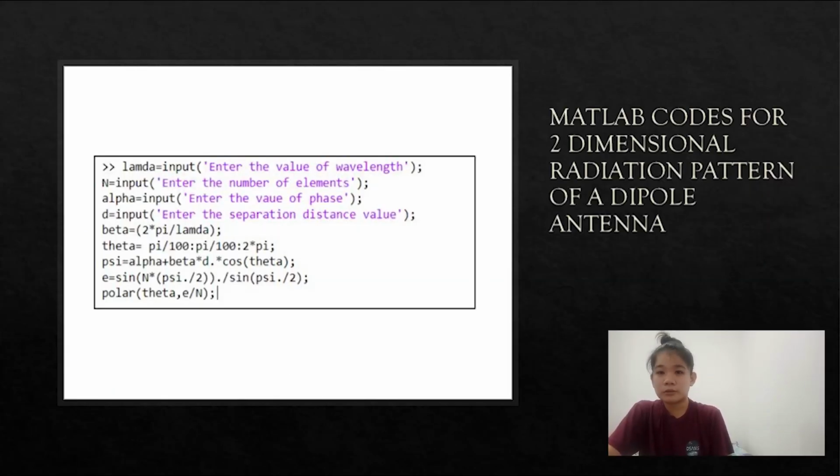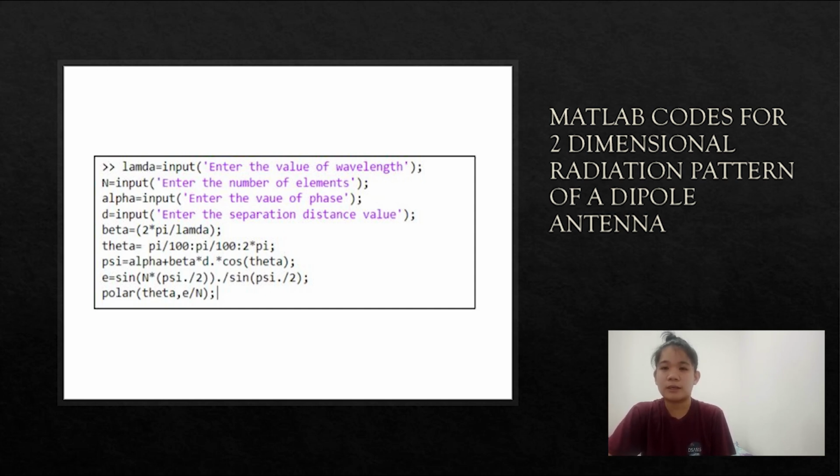So for part 2 of the simulation, we have created codes for the two-dimensional radiation pattern of a dipole antenna, wherein the program may vary its specifications. So lambda, N, alpha, and D are the specifications we want to vary. Basically the program will ask the user for the value of wavelength, number of elements, value of phase, and the separation distance. For the formula, we use beta to represent the wave number.